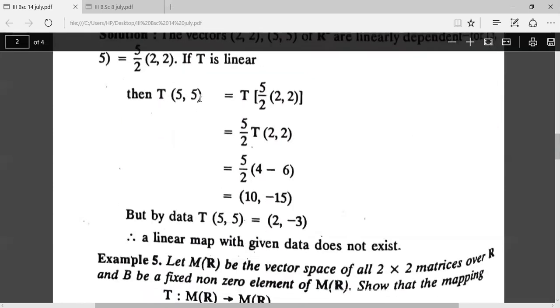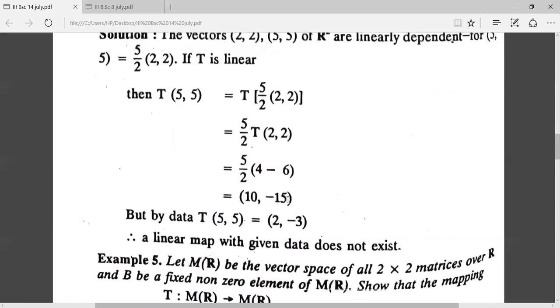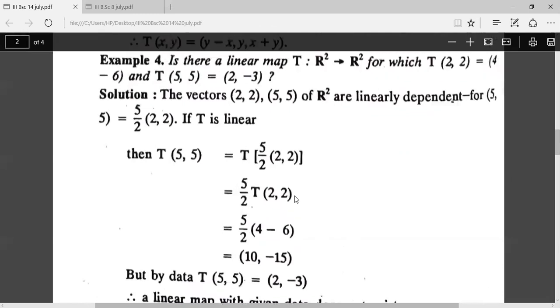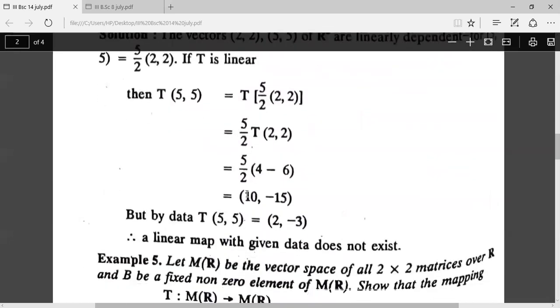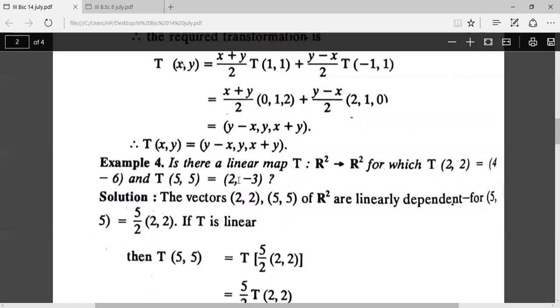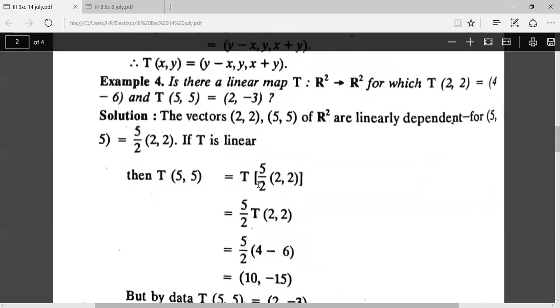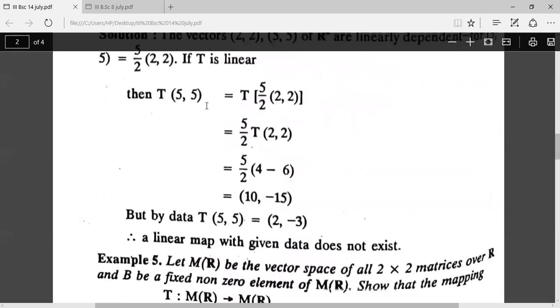T of (5, 5) ಅನ್ನೋದು (10, -15) ಆಯ್ತು. ಆದ್ರೆ ಪ್ರಾಬ್ಲಮ್ ಅಲ್ಲಿ ಕೊಟ್ಟಿದೆ T of (5, 5) ಕೊಟ್ಟಿದೆ ಎಷ್ಟು? (2, -3). ಆದ್ರೆ ನಮಗ್ ಬಂದಿರೋ ಆನ್ಸರ್ ಏನು? It is (10, -15). ಸಾಧ್ಯ ಇದೆಯಾ? ಕೊಟ್ಟಿರೋದಕ್ಕೆ ವಿರುದ್ಧವಾಗಿದೆಯಲ್ಲ. ಕೊಟ್ಟಿದ್ದೇನಿದೆ? T of (5, 5) is (2, -3) ಇದೆ. ಬಟ್ ನಮಗ್ ಬಂದಿರೋದು T of (5, 5) = (10, -15) ಬಂದಿದೆ.